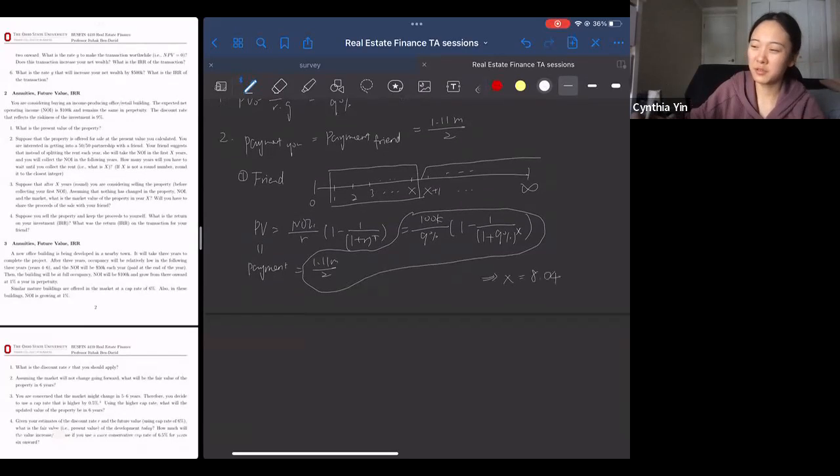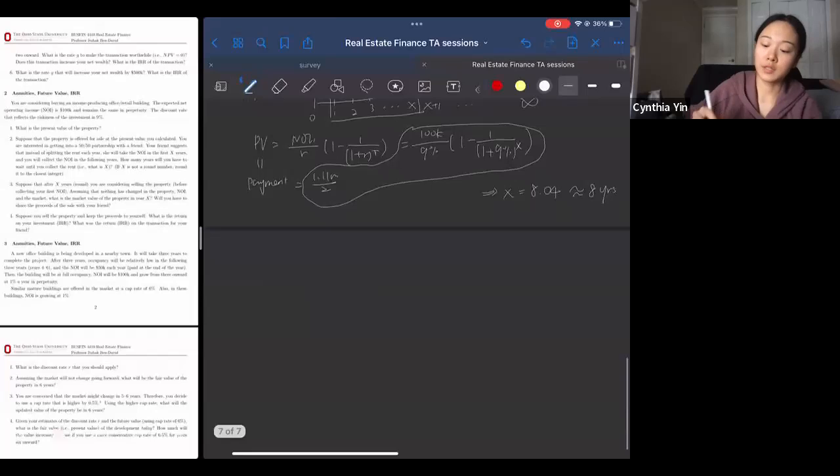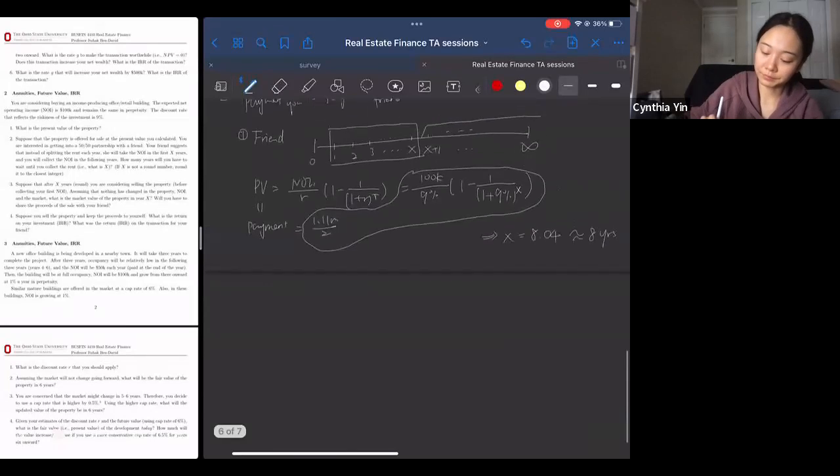And some of you reported 9 years. It's fine. I didn't deduct any points, but actually the question clearly says if X is not a round number, round it to the closest integer. So it should be 8 years. That's the first way to do this.